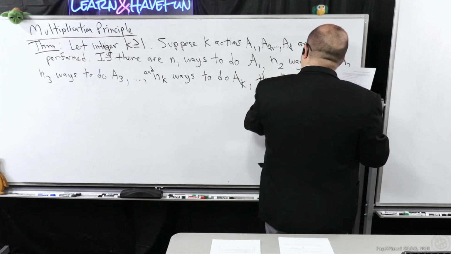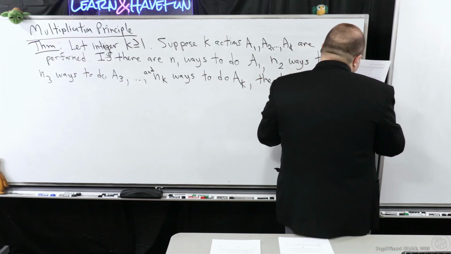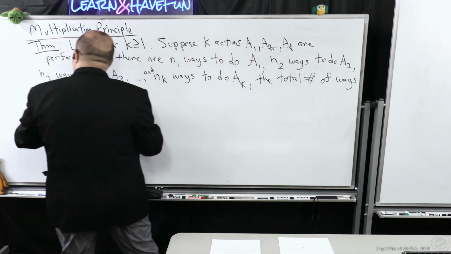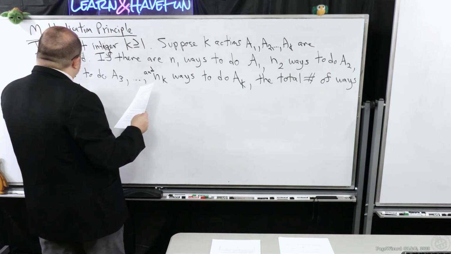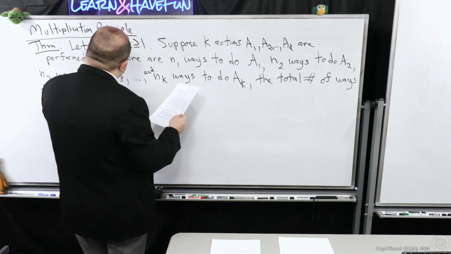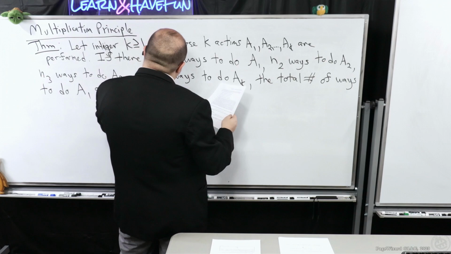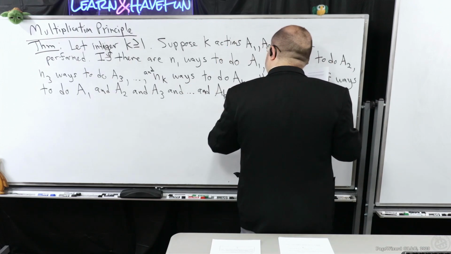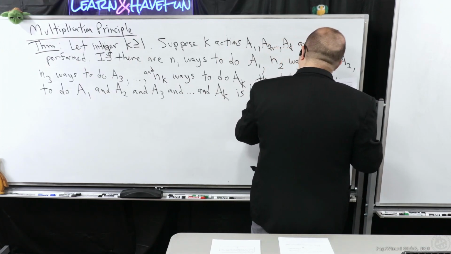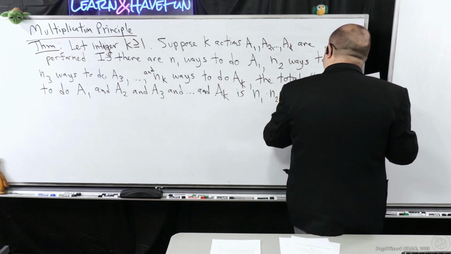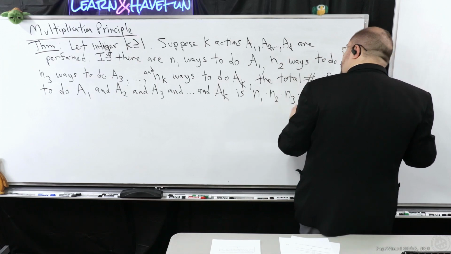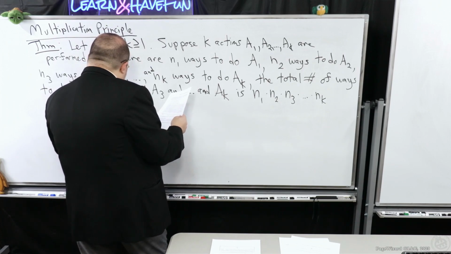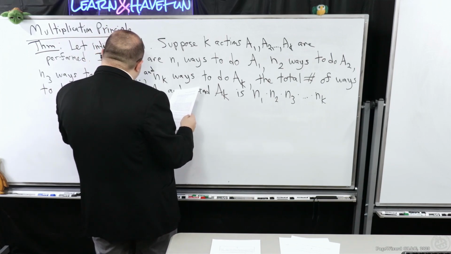The total number of ways to do A1 and A2 and A3 and so on up until AK is n1 times n2, times n3, times all the way up to times nk, which of course is equal to the product. So I'm going to use a big product to denote this. It's the product from i equals 1 to k of ni.